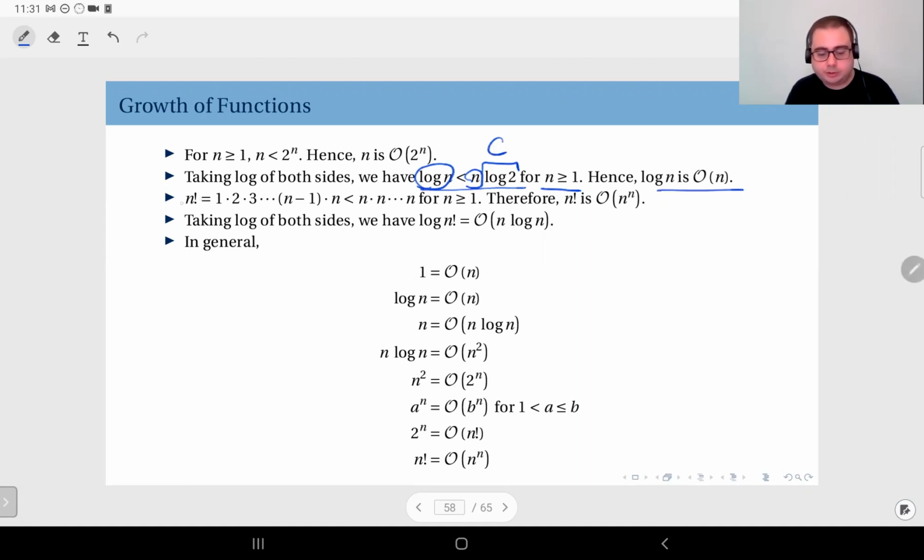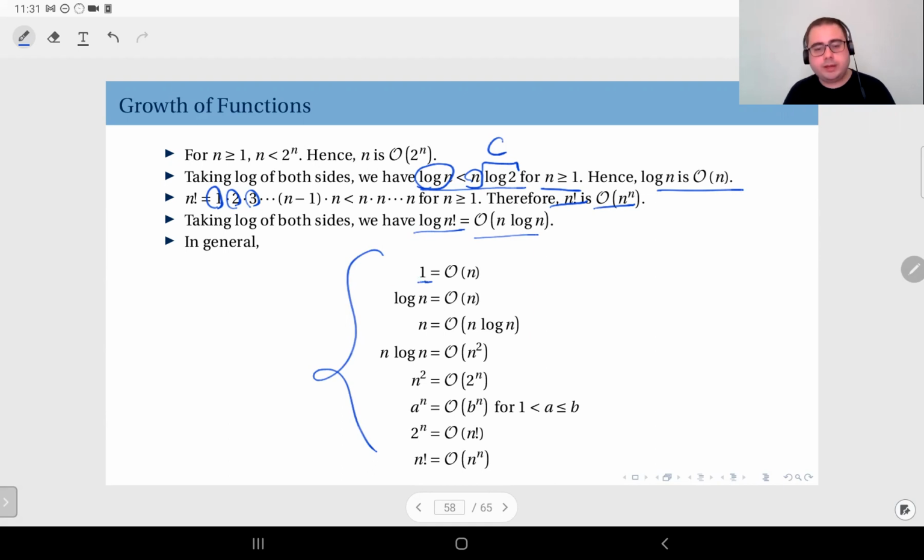Another result is that n factorial can be written as 1 times 2 times 3 times 4, etc., up to n minus 1 times n. This is obviously smaller than n times n times n, etc. By replacing each of these with n, I obtain a larger number, and therefore n factorial is big O of n to the power n. Again, if you take the logarithm of both sides, you get log n factorial is big O of n log n.